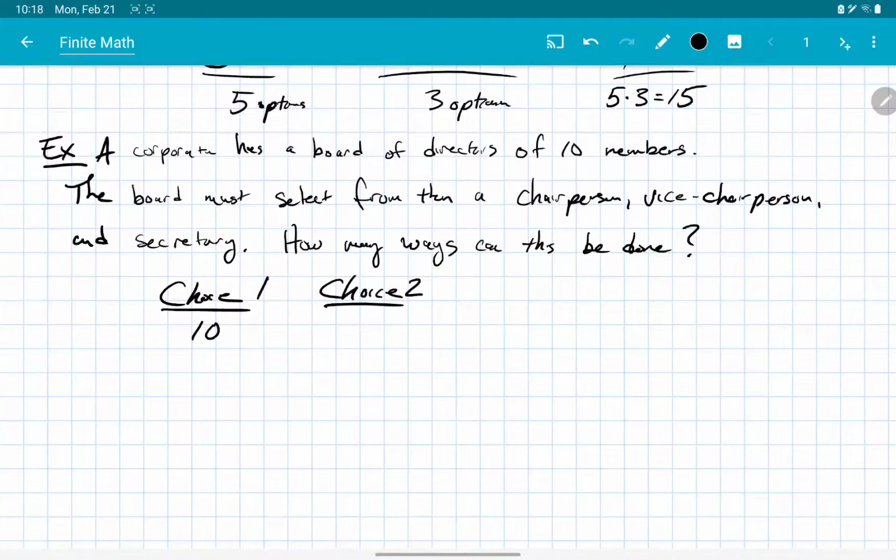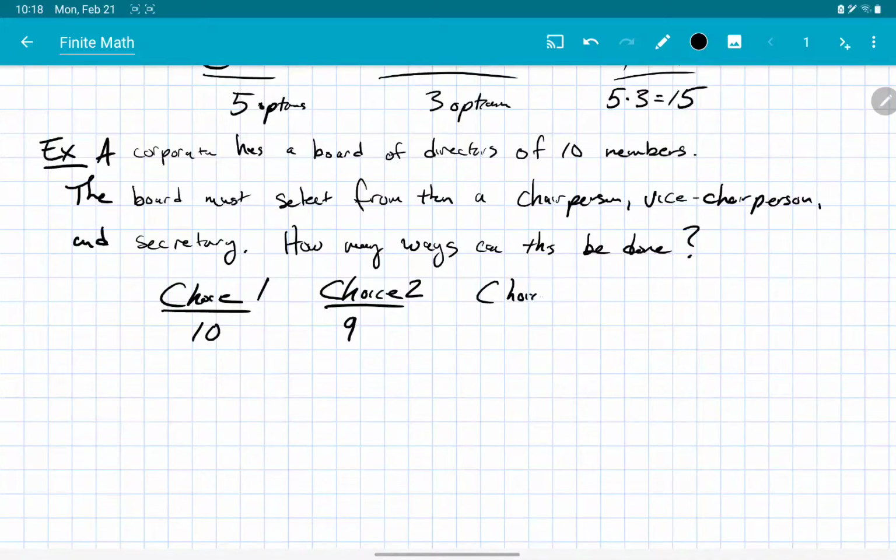It's not 10, right? Because we can't have the chairperson and the vice chairperson be the same person. So now we only have 9 choices. So choice 2 is going to be 9. And then finally, when we're choosing the secretary, we have 8 choices because we've already chosen a chairperson and a vice chairperson. So I have 3 choices.